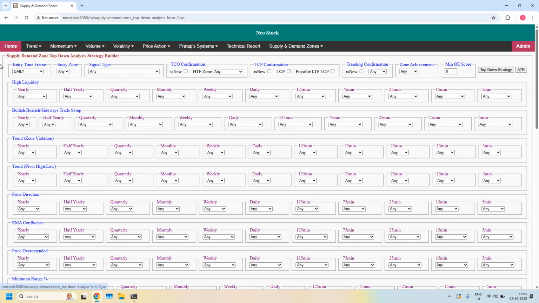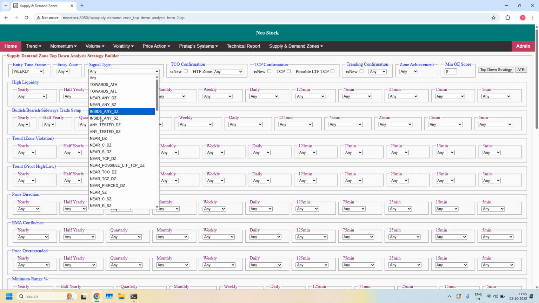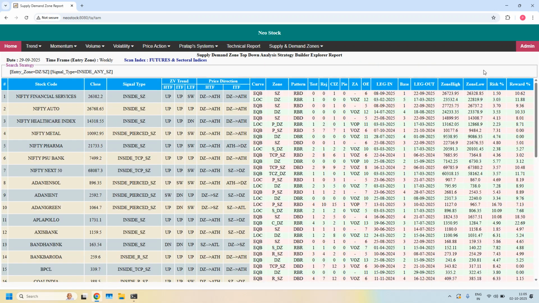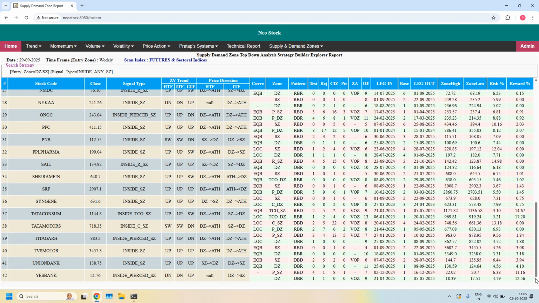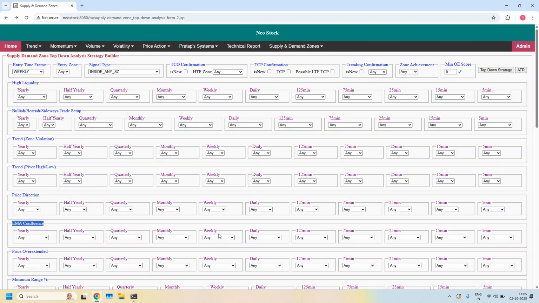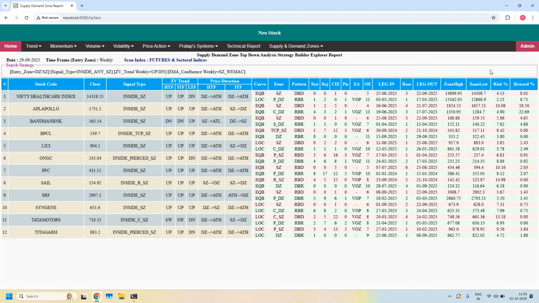Okay, next, the price closed inside the weekly supply zone. First 15 stocks in the list. Scrolling the list down. Total 42 stocks. We can further filter based on weekly supply zone having weekly EMA confluence. And also trend on the weekly should not be sideways. It can be up or down. We got 12 stocks. So this is weekly time frame.